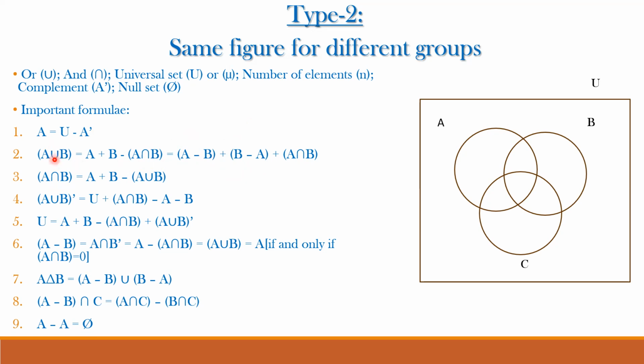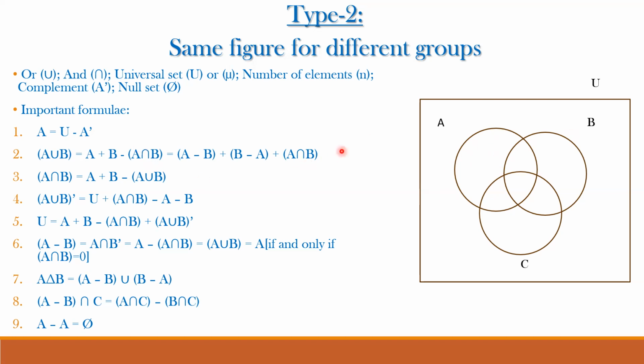For A intersection B, when you have the formula for A union B, just reverse it. Wherever you have union, you replace it with intersection, and wherever you have intersection, you replace it with union. Signs remain the same. A union B whole complement: you can write it as U minus A union B. But there is another formula as well: U plus A intersection B minus A minus B.